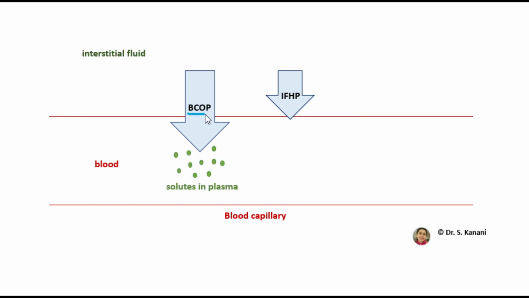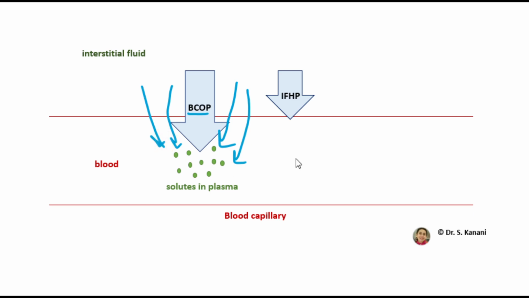Blood colloid osmotic pressure is because of the solutes that we have in plasma. Recall that in plasma we have also solutes including proteins, and some of those proteins are very large proteins. These solutes are attracting, pulling water into the blood.